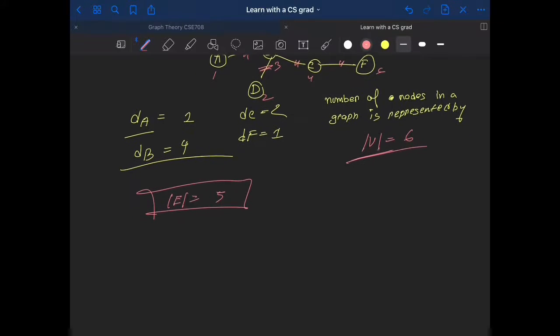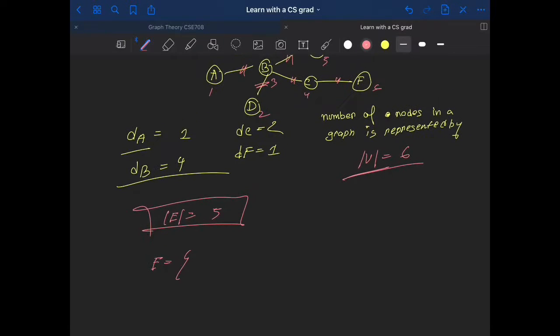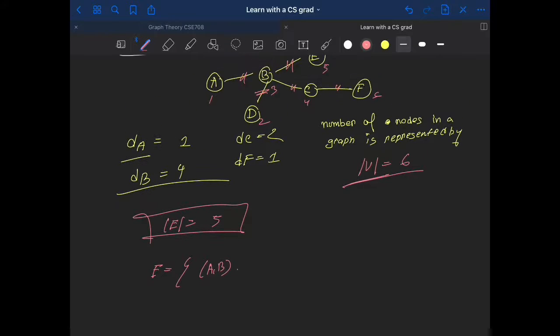And when we talk about the edge set, it is basically all the edges in a set format. So we have A, B, right? So node A to B. Let's just write them in the proper order. So A to B, we have B to D, we have B to E, and so on. So this is basically called the edge set.